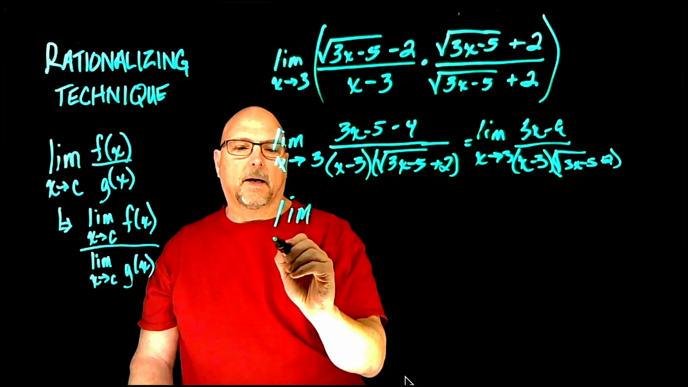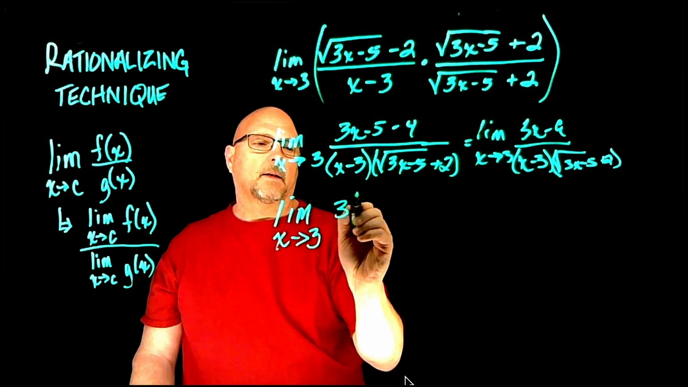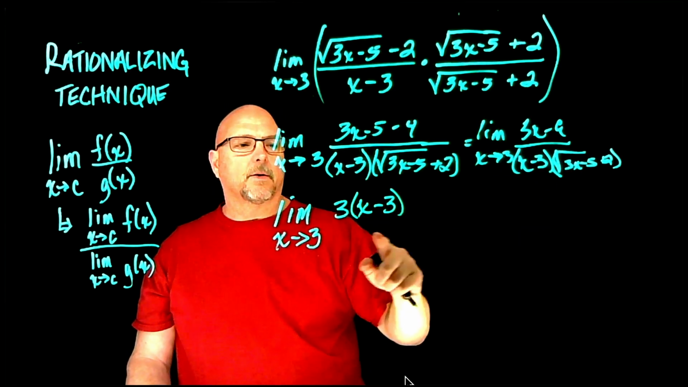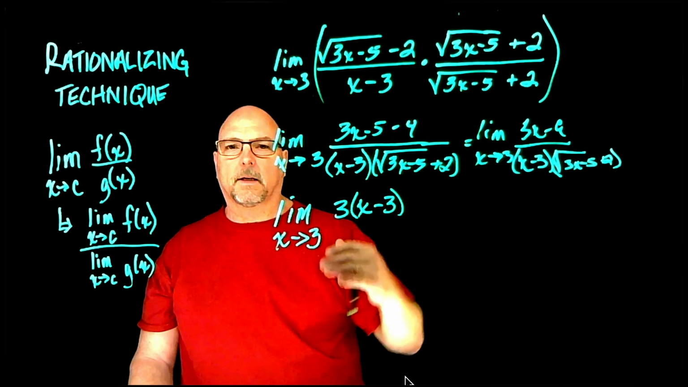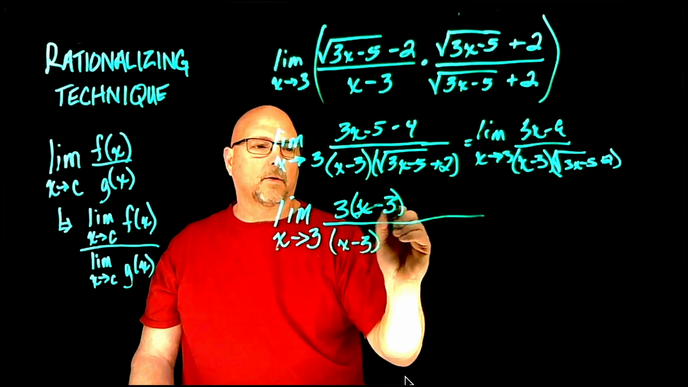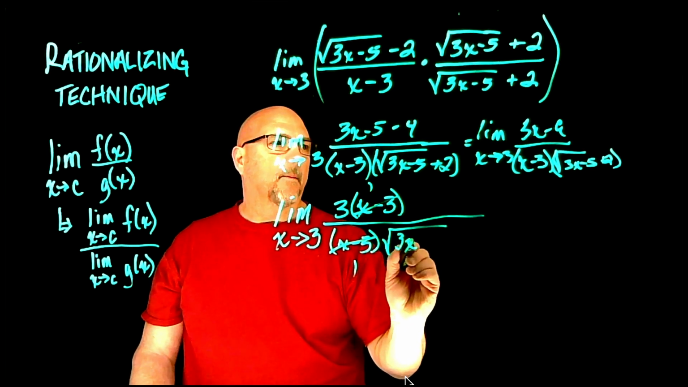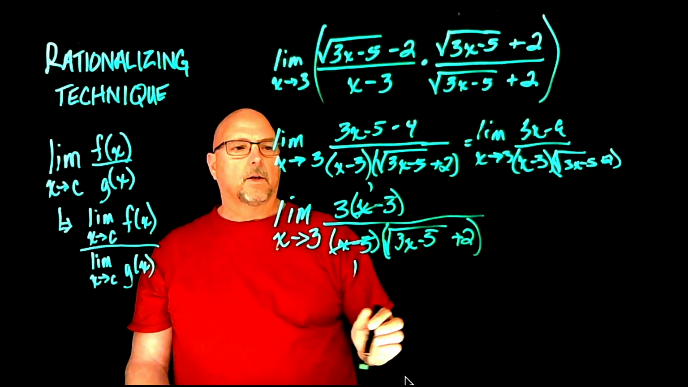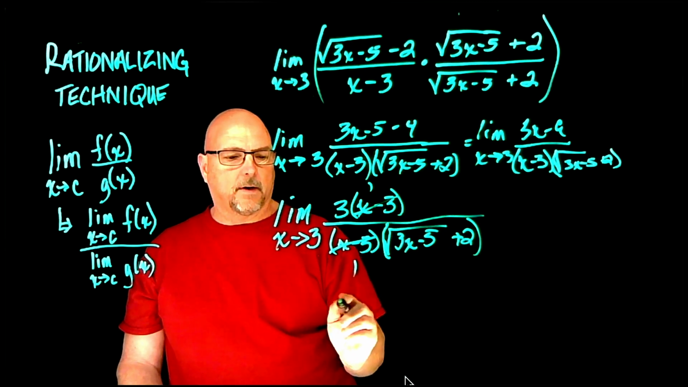So in the next step, I will write down the limit as x goes to 3 of 3 times x minus 3. So we factored 3 out of the numerator. Notice I have an x minus 3 here now, and I have an x minus 3 in the denominator that I will be looking to cancel that with. So x minus 3 in the denominator, we know that's going to cancel. And I still have the square root of 3x minus 5 plus 2 that was being multiplied by. So now I can go to direct substitution to try this because the top has no variables left in it.